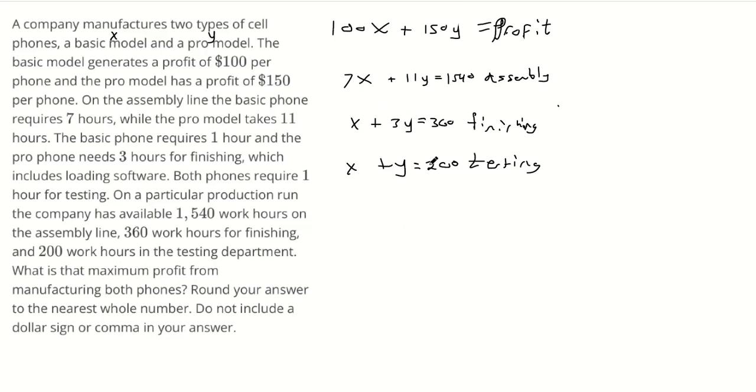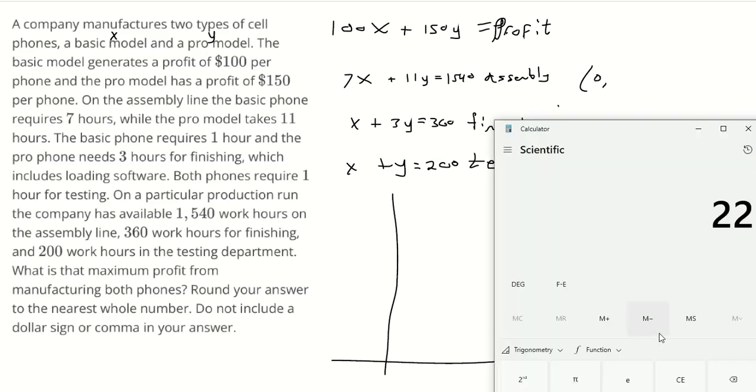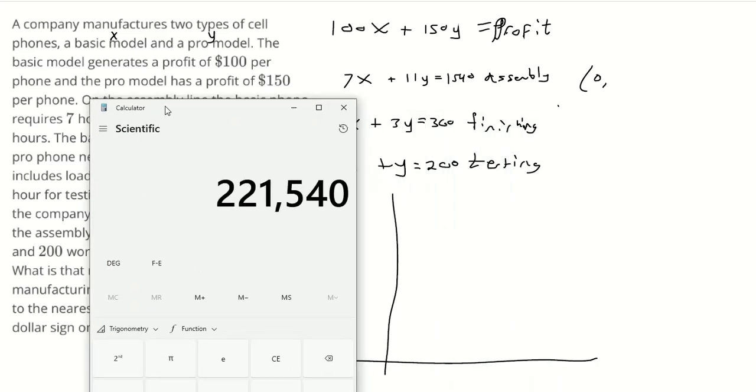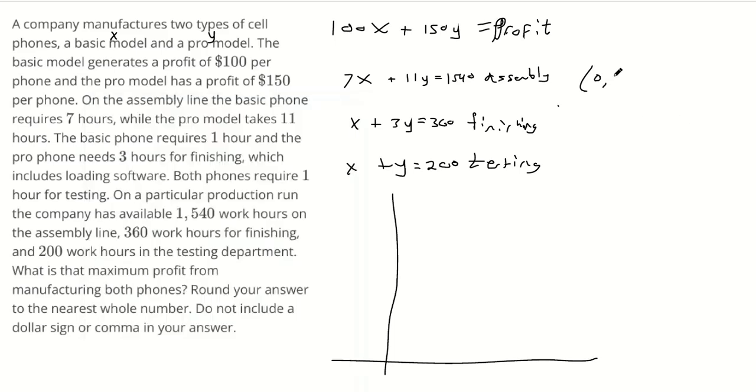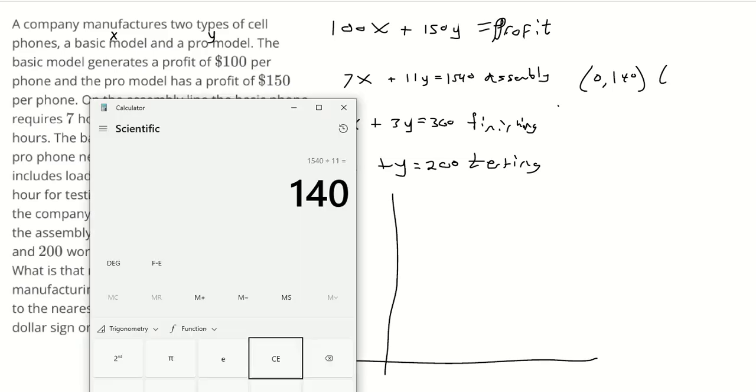So we got to graph all three of these equations. Quickest way would be to consider just positive x and y, because we don't care about negative number of phones produced, and then find the intercepts. So if I plug in 0 for x in this top equation, then we're going to have 11y equals 1,540. Oops, I typed it in wrong again. It was 1,540 divided by 11. So that's 140 for the y-intercept. Plug in 0 for y and solve for x to find the x-intercept. So I got 220.